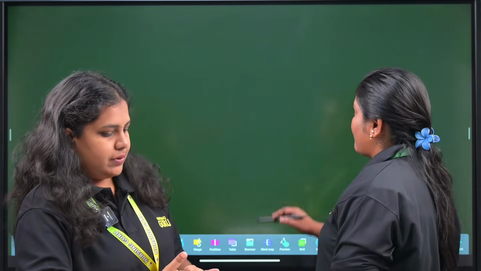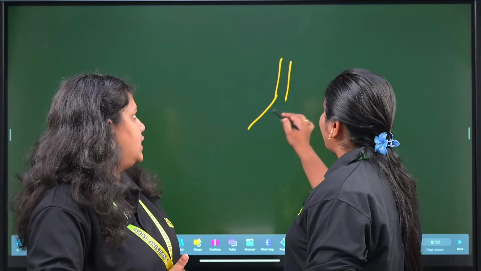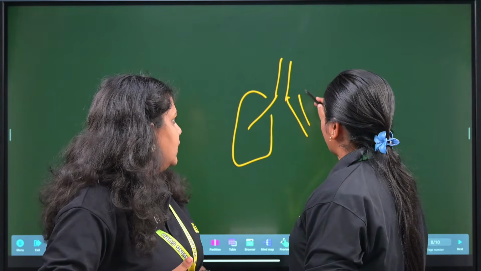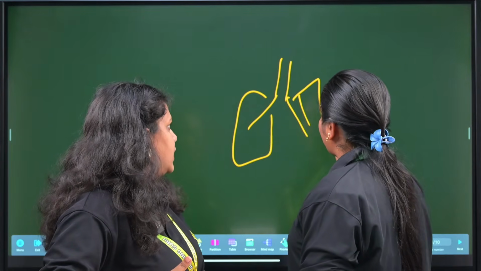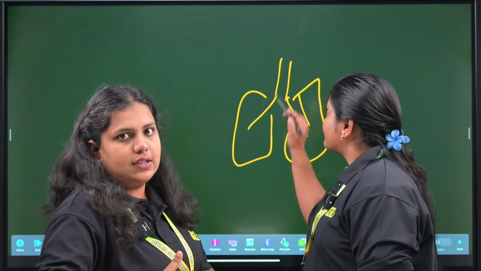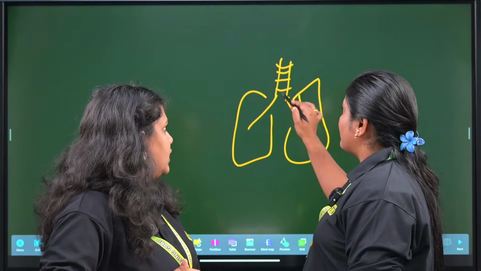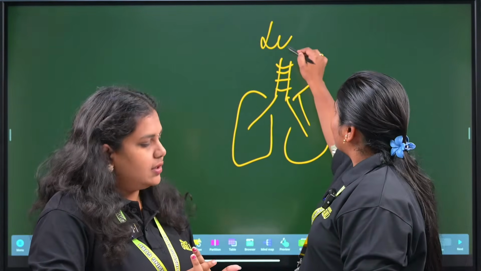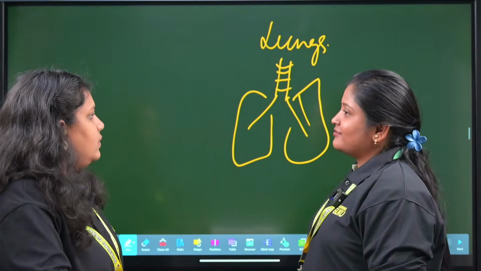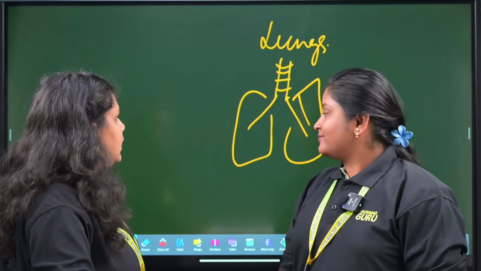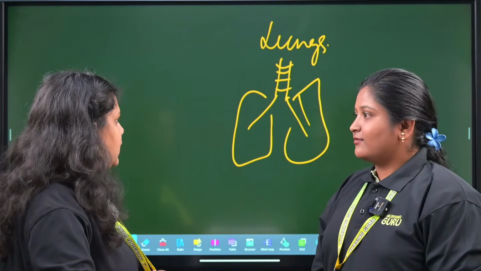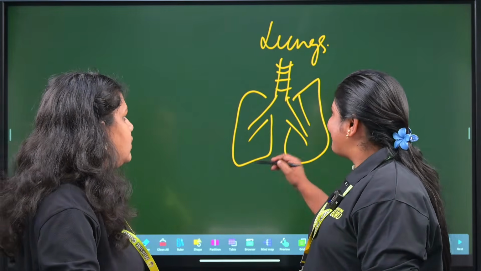So here you should know the structure of the respiratory system, and then the function. What are the main functions of the respiratory system? We have two divisions: the upper respiratory tract and the lower respiratory tract. In that, the structures you should know are the trachea, voice box, lungs, bronchus, bronchioles, and the two lungs, right and left. All those you should study.